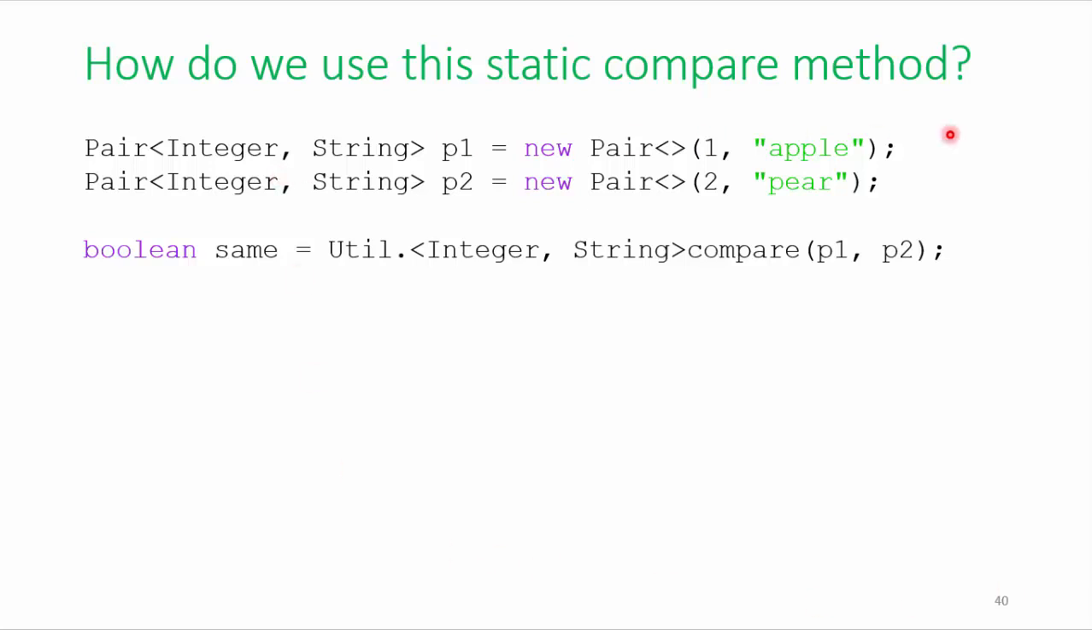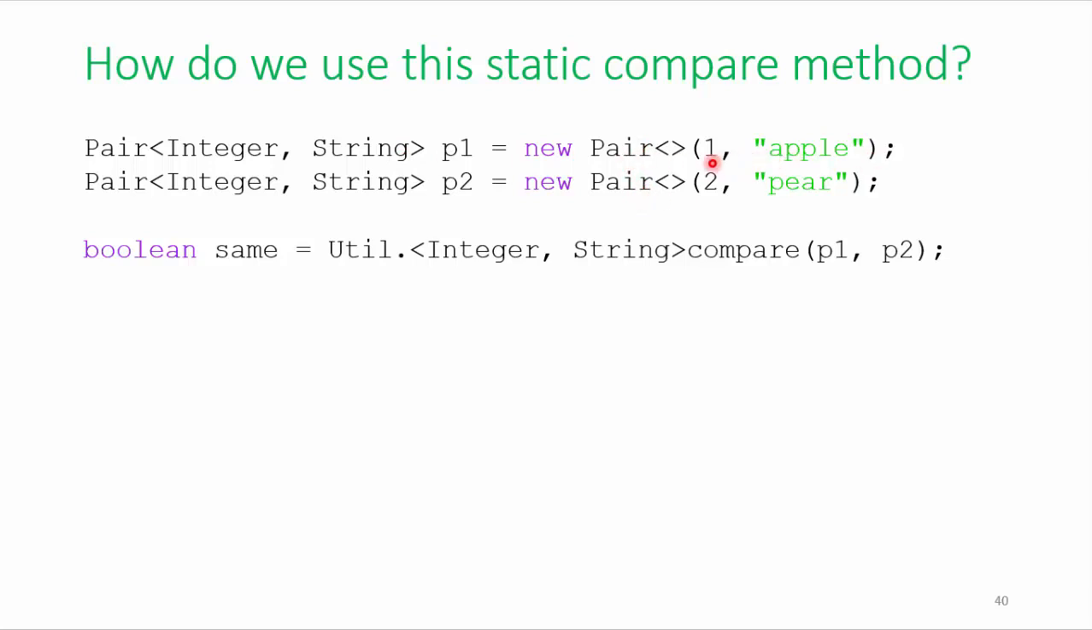Okay, so in this slide you can see that we have two reference variables, p1 and p2. Both of them are of data type Pair of Integer and String. And we create two objects, one for each, okay?